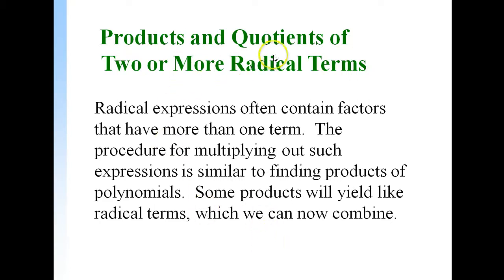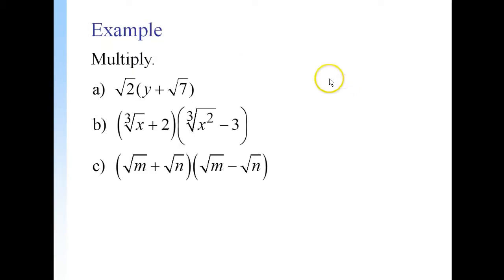Okay, products and quotients of two or more radical terms. This gives you some methods for dealing with some of these things, as we'll see. Now here they're asking us to do some multiplication. So we're going to distribute that, and this becomes y square root of 2. That's just multiplying these two terms. And now the square root of 2 times the square root of 7 gives me the square root of 14.